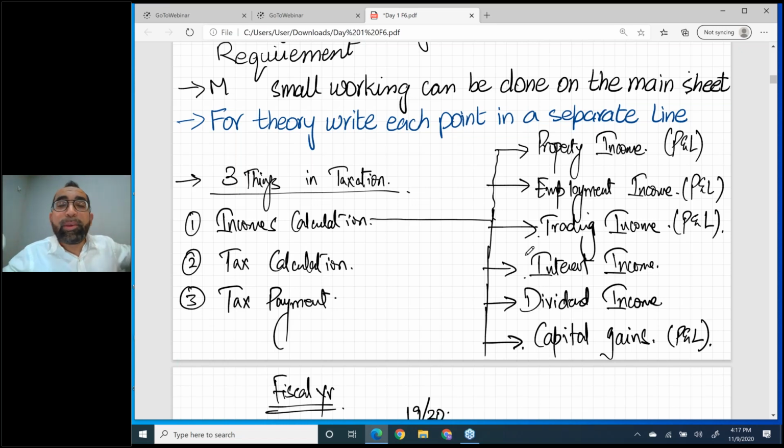But my dear students, for interest income and dividend income, there is no P&L. No profit and loss. For interest income and dividend income, you have to directly pick from the sheet and just put it in the tax computation, right? But don't forget, listen to my voice. Interest income and dividend income are taxed on a receipt basis. So for interest income and dividend income, the receiving date is very important. If the receiving date falls in your fiscal year, then you can take it, otherwise leave it.